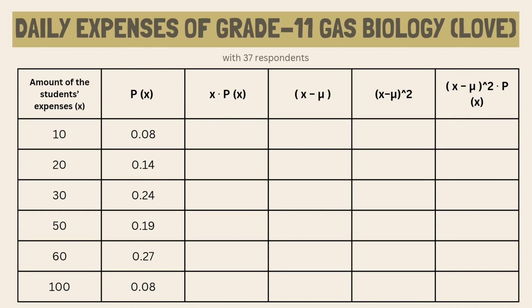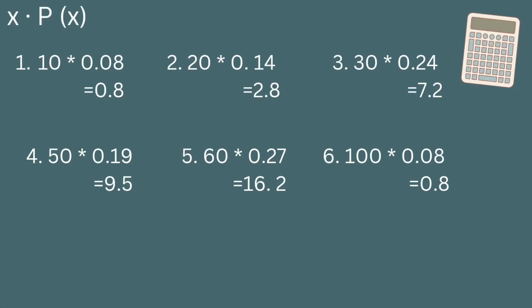So in order to get the mean, we have to solve first the row that states x times p of x. So in order to get that, we just have to multiply what's in the x row to the p of x row. For example, 10 times 0.08. From that equation, we can get 0.8. So we can use our calculator while solving these equations.